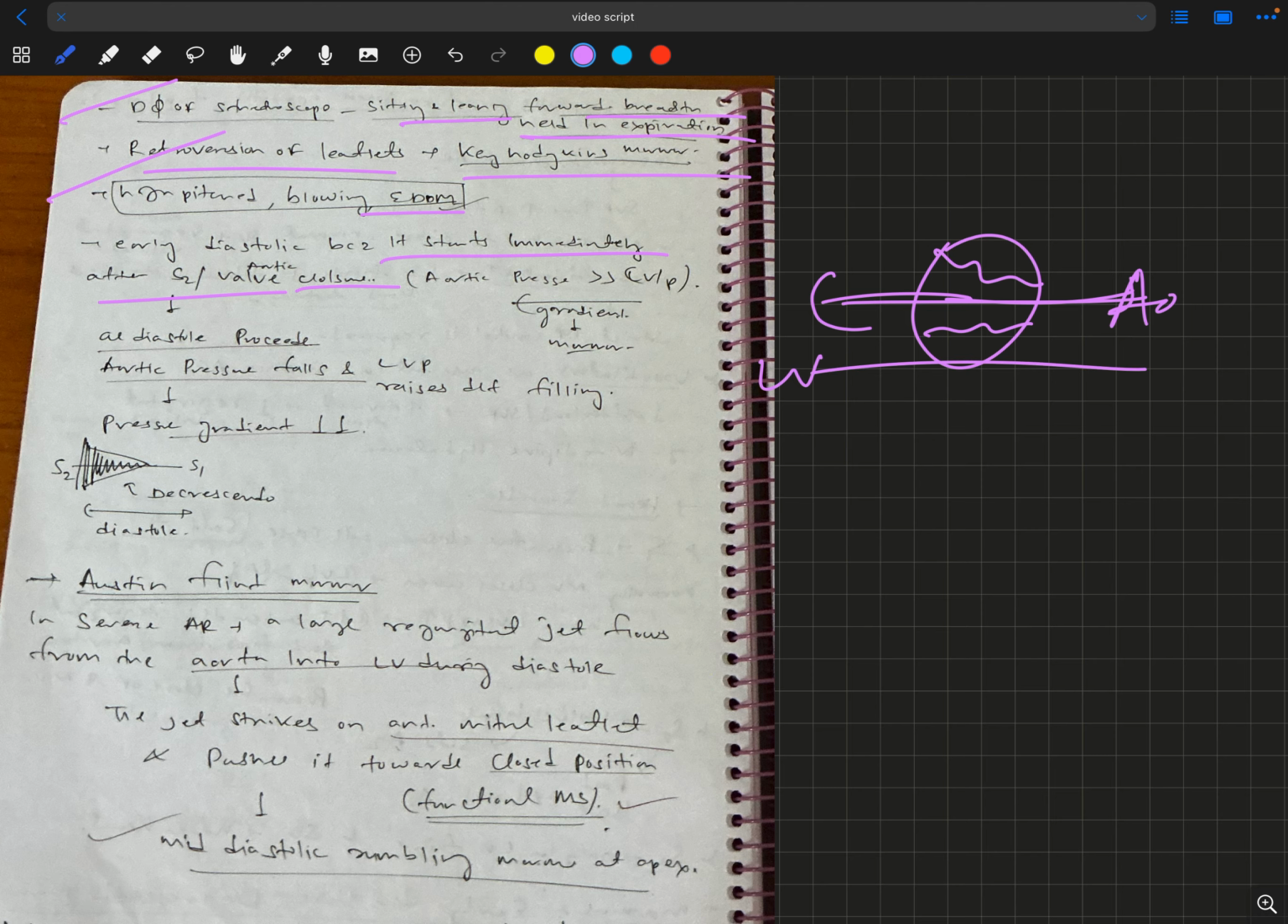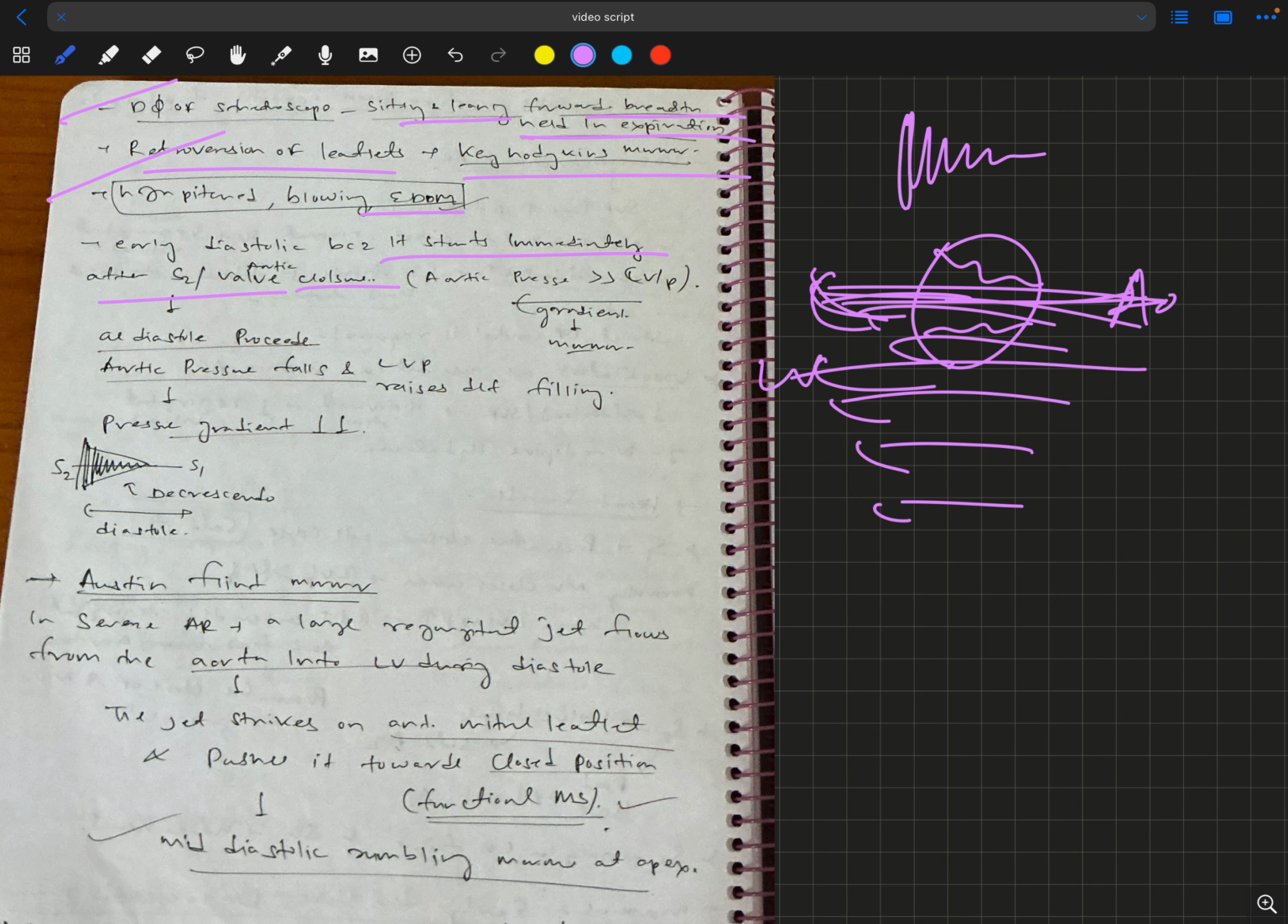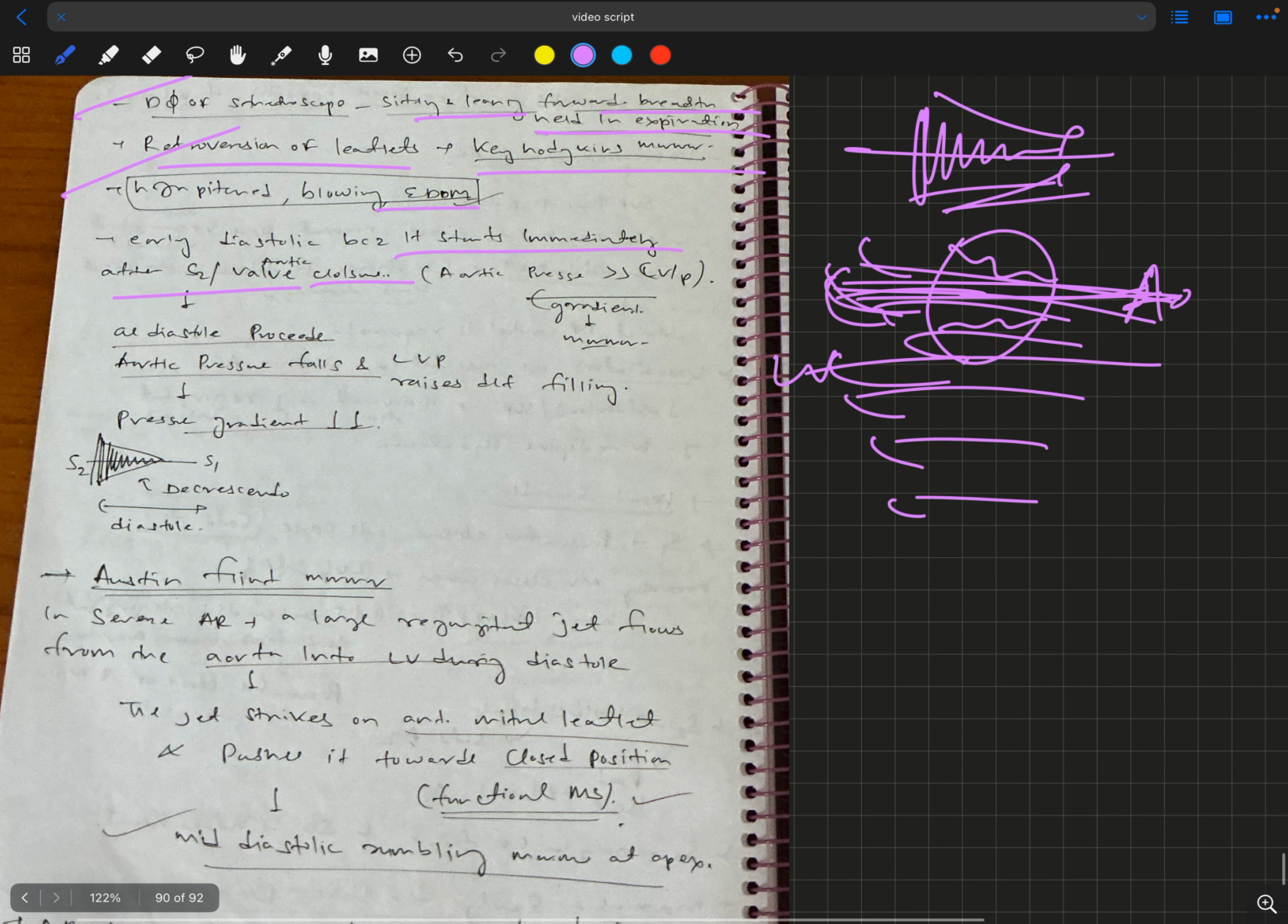First there will be more gush of blood coming in, and eventually the blood flow across this valve will decrease. That's why this murmur is a decrescendo murmur, because the blood flow is maximum after closure of the valve, after A2. After that the blood flow decreases, that's why the murmur intensity is also decreasing. As diastole proceeds, the aortic pressure falls, because the blood is coming back into the left ventricle.